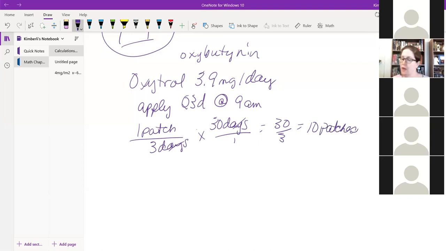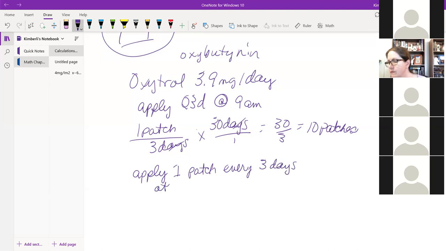So 10 patches, good. And then write the directions as they should appear on the customer's box, the box of patches. Apply one patch every 3 days at 9 a.m.? Yes. Okay. Does that make sense?